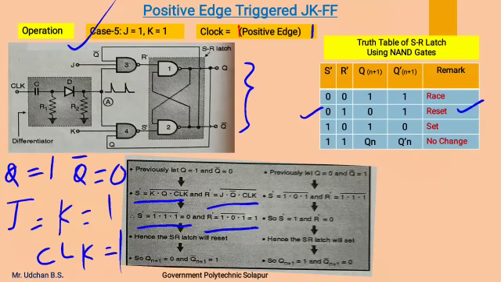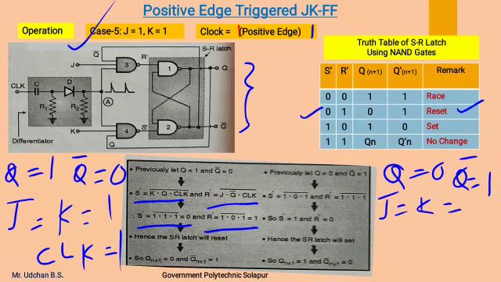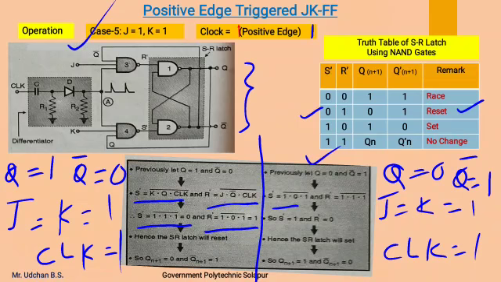Now if we consider the initial values of Q as 0 and Q complement as 1, meaning before proceeding to the operation we consider the output state to be in the reset state. Again we know the values of J and K as 1, and the clock value is also 1. So by putting all these values in the equations of S dash and R dash, here we have considered the second case in which initially the output is in the reset state.